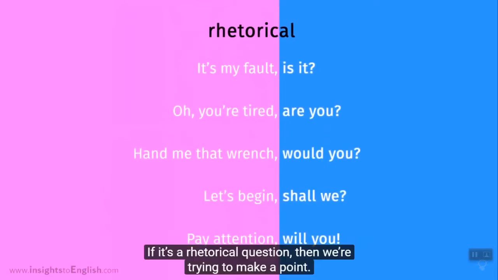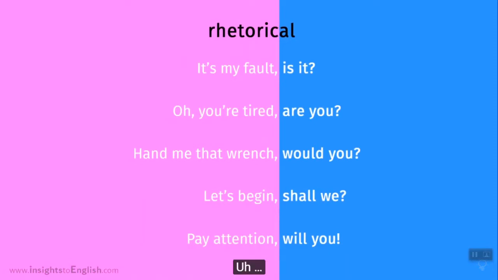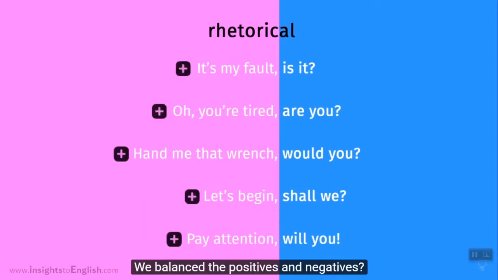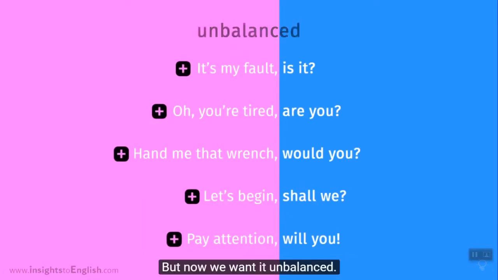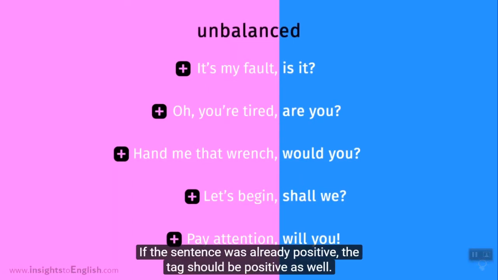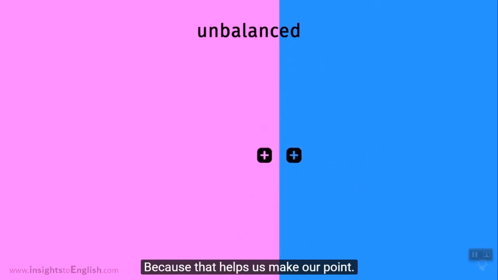How? If it's a rhetorical question, then we're trying to make a point. What did we do before to cancel that out? We balance the positives and the negatives. Very good. But now we want it unbalanced. If the sentence was already positive, the tag should be positive as well. Because that helps us make our point. Right. Okay, let me get this straight.